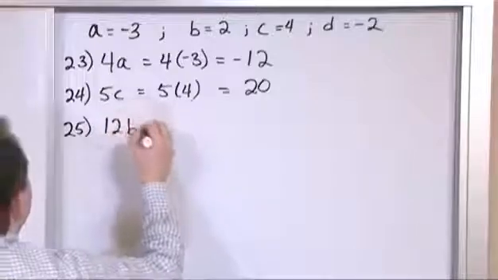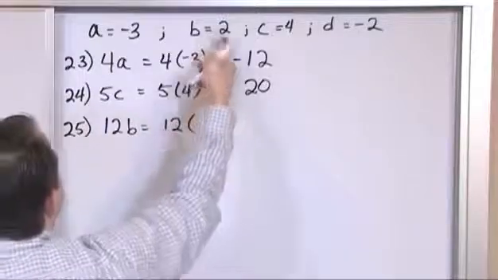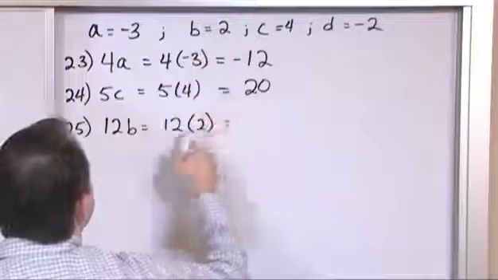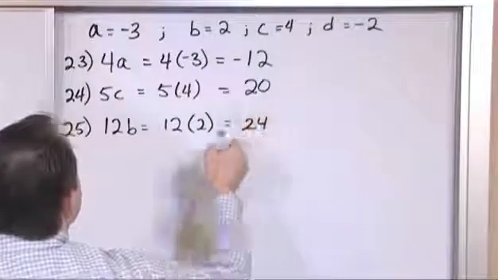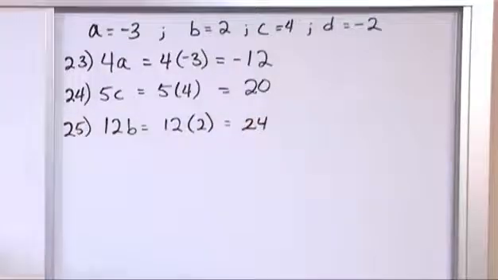12 times b. Same thing. You have 12. b is 2. 12 times 2 is 24. Sign is positive because both of those are the same.